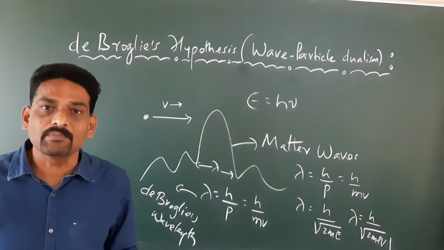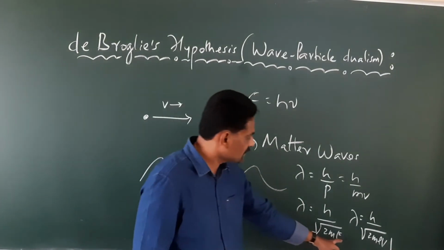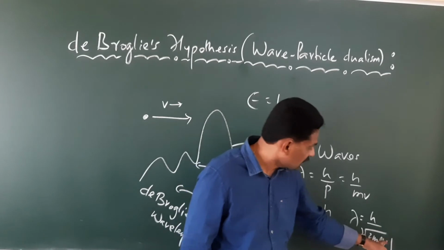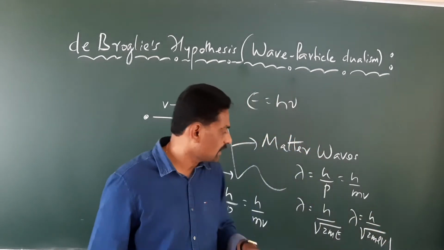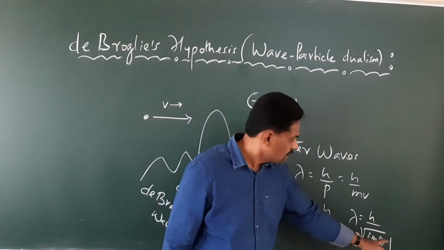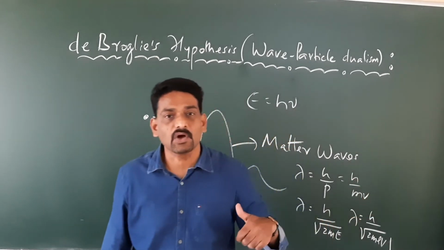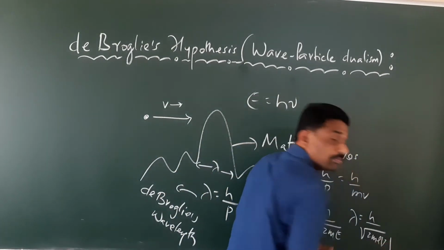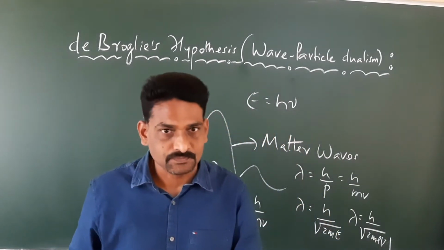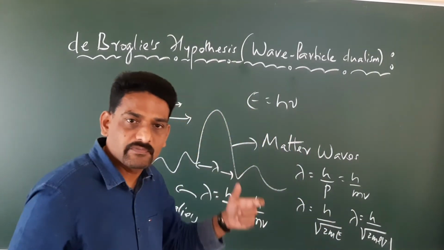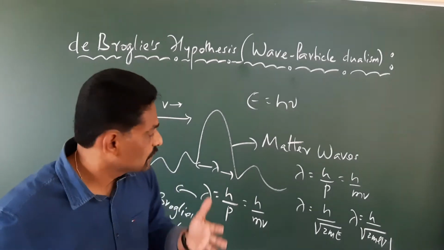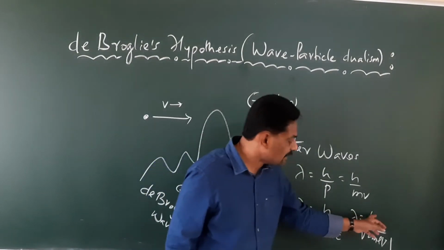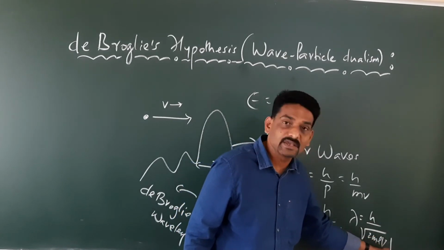Square root of 2meV. Why? Because this energy can be expressed as E into V. So what is m? Mass of the electron. What is e? Charge of the electron. And what is V? V is the applied potential difference, that is the voltage. So the de Broglie wavelength can also be expressed as lambda equals h divided by root of 2meV.